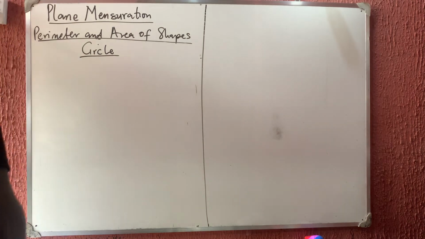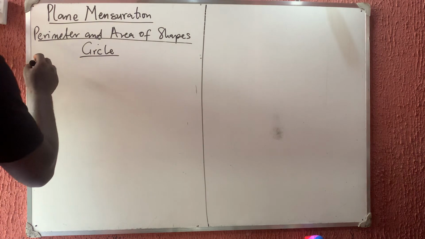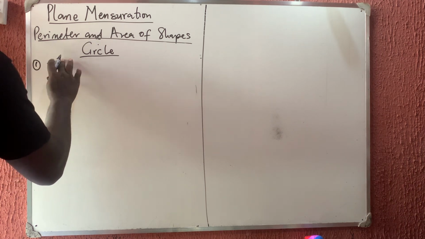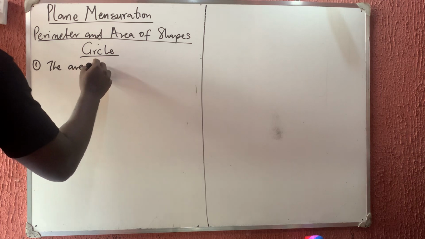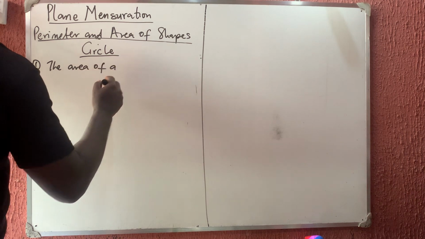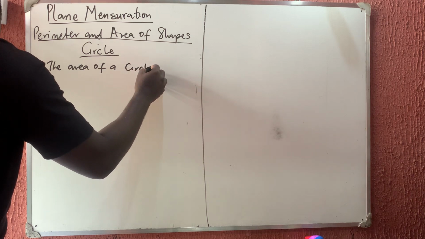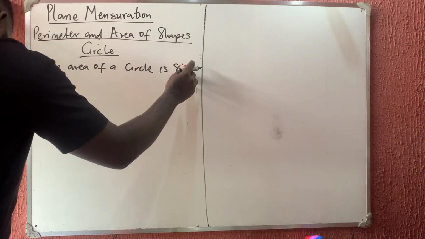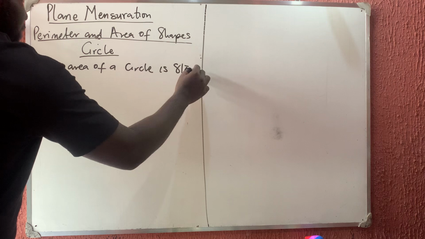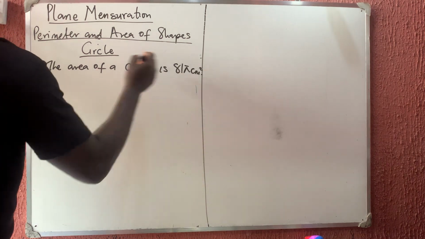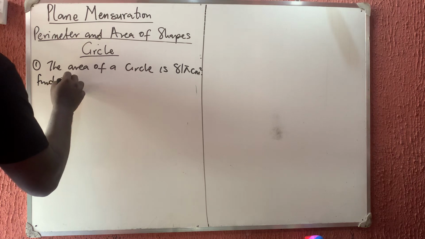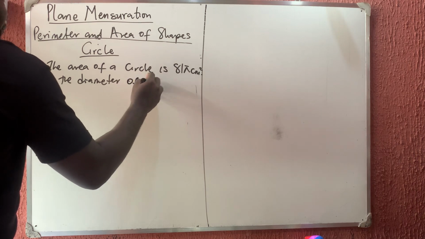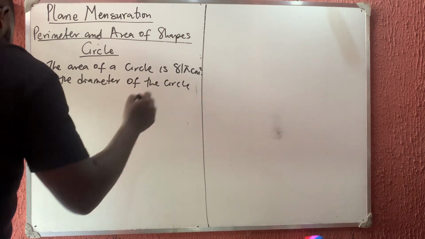So we're going to be solving numerous questions, and we'll always start with the easiest one. The first one, question number 1, said the area of a circle is 81 pi in cm squared. Then I say find the diameter of the circle.